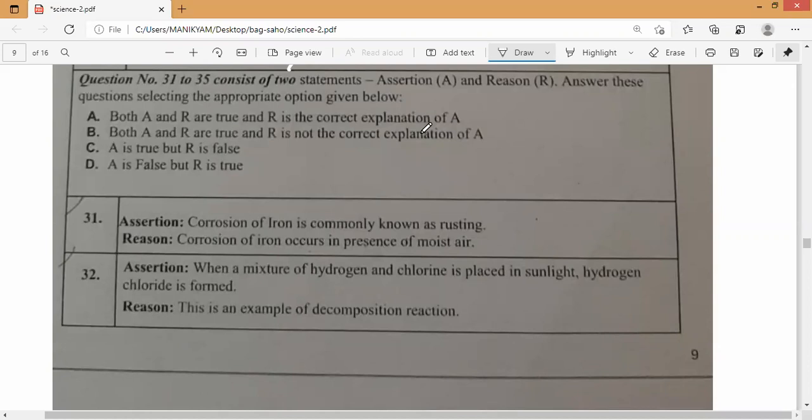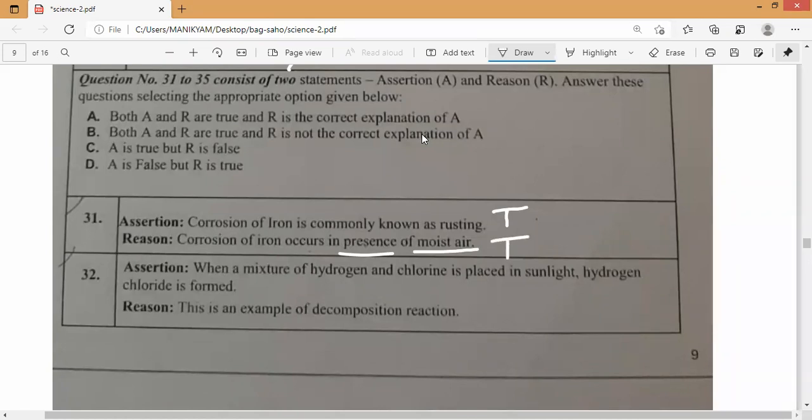Next, you can check it. First one. Assertion: corrosion of iron is commonly known as rusting. Is it yes or no? Yes. Reason: corrosion of iron occurs in the presence of moist air. Is it yes or no? Yes, it will occur in the presence of moist air only.